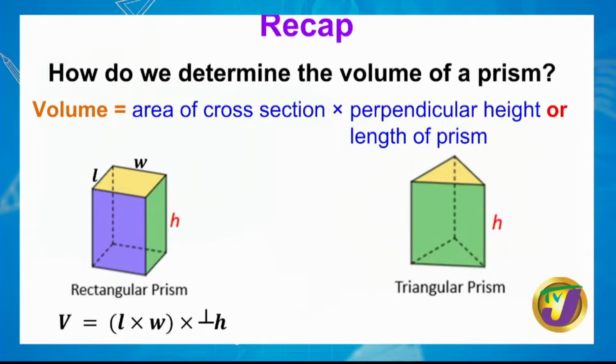Now, we also have a triangular prism. Here the cross-section is a triangle, and it's also in yellow. I think we love yellow today. To find the volume, again, we need to find the area of the cross-section. So here, the cross-section is simply a triangle, so it's half the base multiplied by the perpendicular height. I want to point out that this perpendicular height is the perpendicular height of the triangle. Once we have done that, we multiply by the perpendicular height of the prism. There you go. All right, just a quick recap.